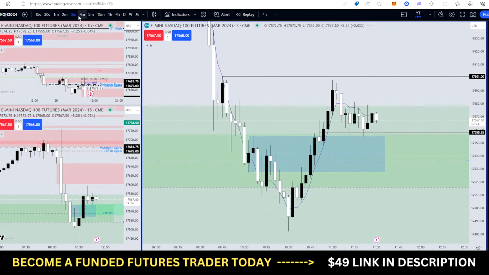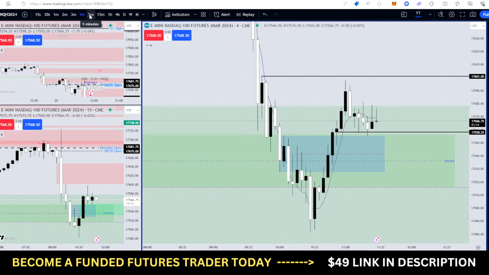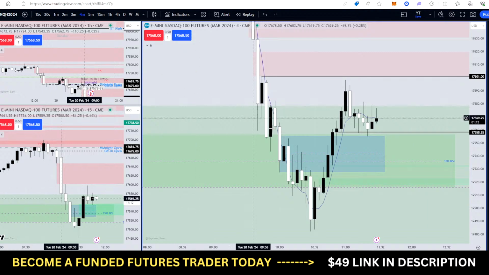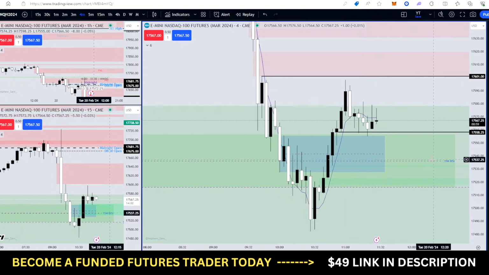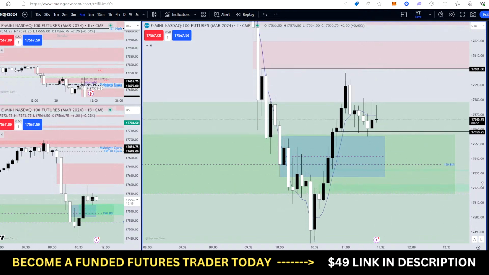Let's move up in time frame and see if there's something else that we missed. Okay, 4 minute. I don't like these wicks above. These wicks above look like rejection wicks. We also have some below over here, so it's kind of playing both sides of the table, but not a fan of those wicks. That's for sure.